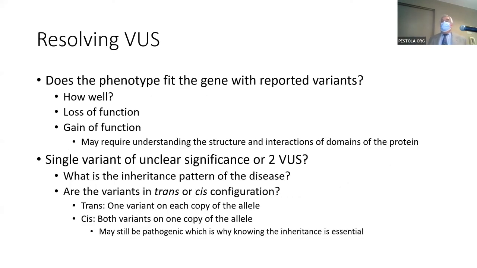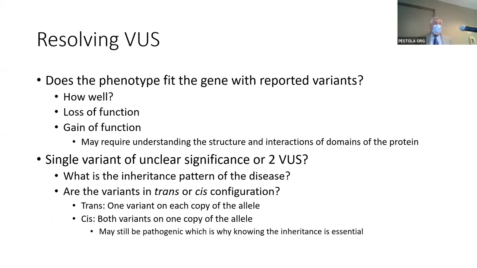Okay. So resolving VUSs. How well does your phenotype fit the genetic information that comes back? Does it fit? What is the VUS? Is it in a section of the gene, or is it in a gene where it's a loss of function or a gain of function? So you may have to know something about the gene, the protein, and the protein's interactions, the domains of the protein, in order to be able to interpret a variant of unclear significance.